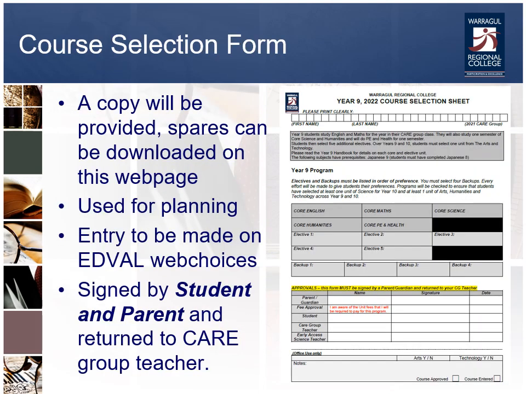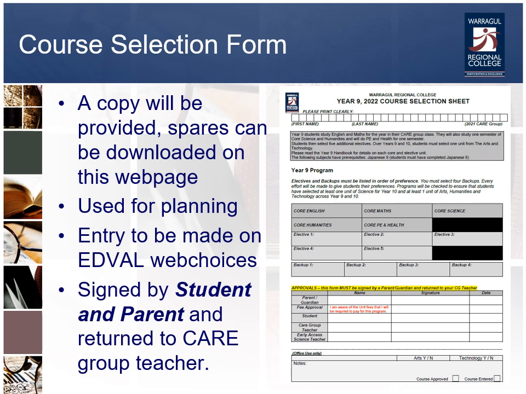Each student in their care group will be given a copy of the course selection form for their year level. If they lose this form, they can download copies from the webpage. This form is to be used for planning and to look at the structure before it's put onto Edval. The entry will be made on Edval by parents and students, so it's really important that the planning is correct and that you're sure that you want to do the subjects that you're identifying.